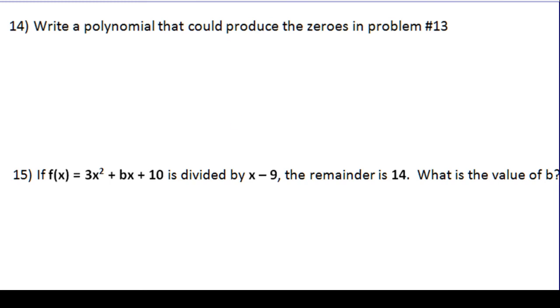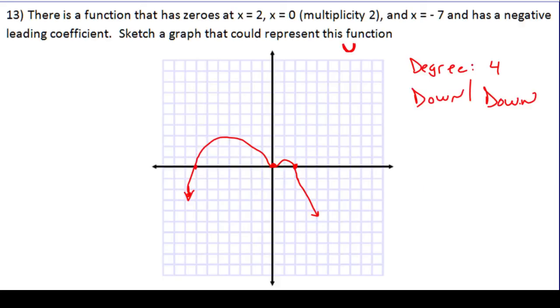Problem number 14. Write a polynomial that could produce the zeros in problem number 13. So again, let's take a look at what they tell us in problem number 13. It has a negative leading coefficient. It has 3 different zeros, and one of them has a multiplicity. So let's see if we can write something that could represent this graph.